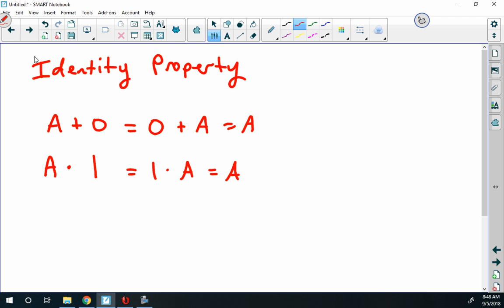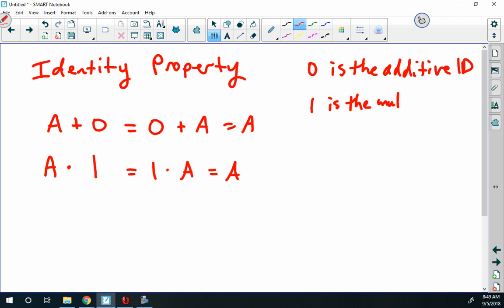Interesting fact about the number 0. 0 is called the additive identity. Similarly, 1 is called the multiplicative identity. 0 is the additive identity, 1 is the multiplicative identity.